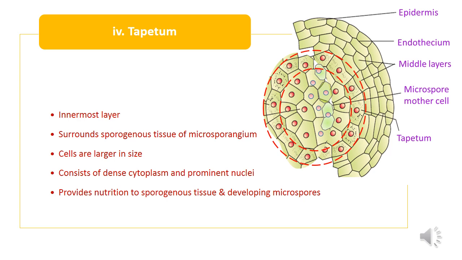Tapetum is marked here by the dotted line, as you can see in the diagram. The portion between two dotted lines represents the single layer tapetum, while the inner mass represents the microspore mother cells or the sporogenous tissues.